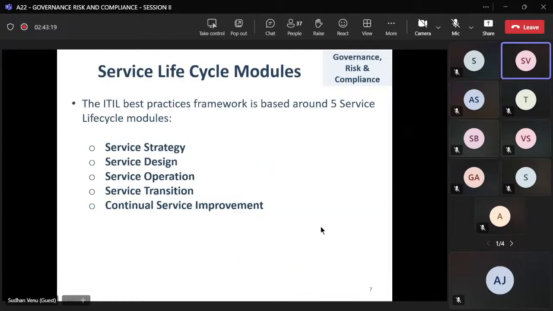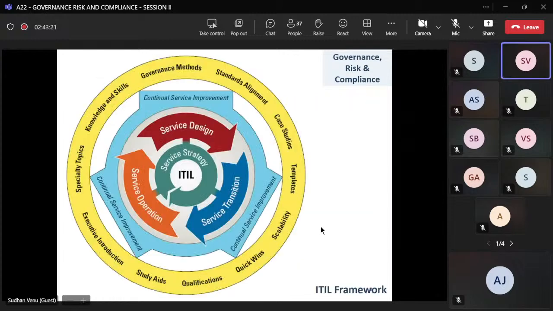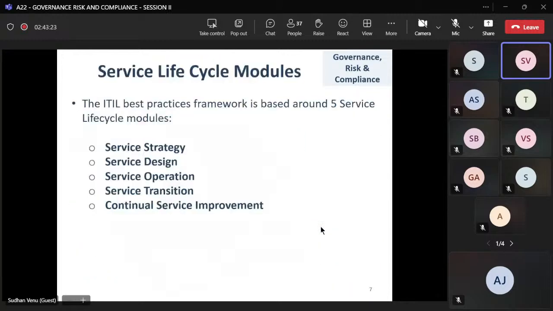So in order to study from the notes, I will just explain the ITIL process. Okay.